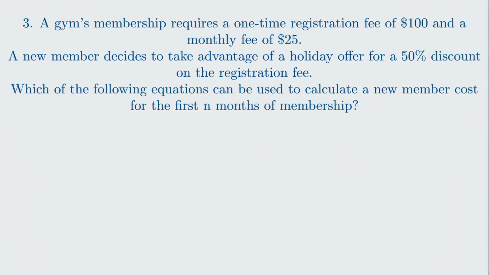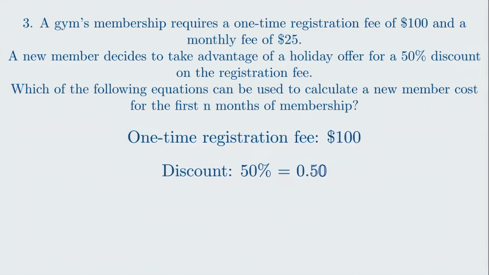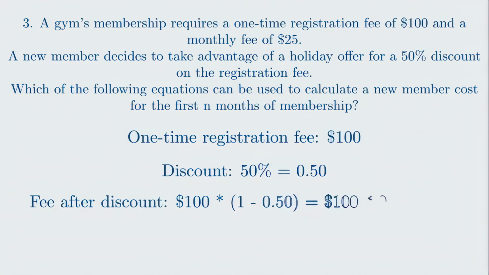Let's break down the components of the cost. First, we have the one-time registration fee. This was originally $100, but there's a 50% discount. 50% of $100 is $50. So, the registration fee component of our equation is 50.